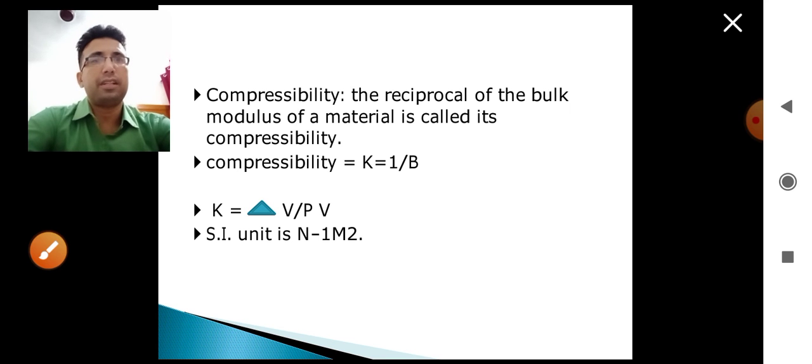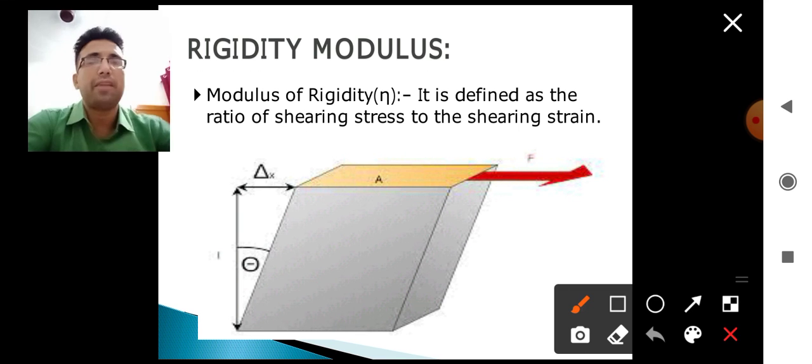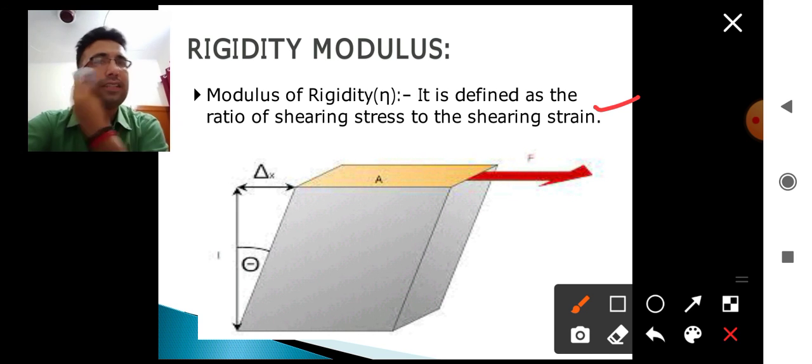Our third is known as the rigidity modulus. The modulus of rigidity is defined as the ratio of shearing stress to the shearing strain. It is simply the ratio of shearing stress to the shearing strain.